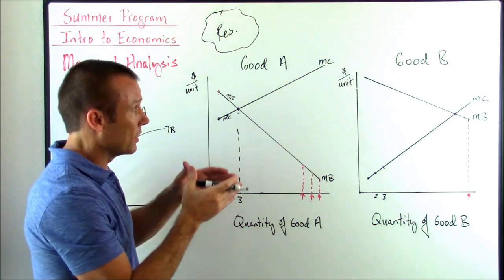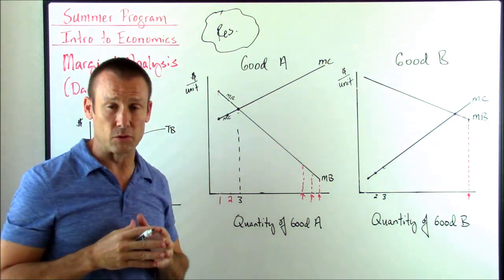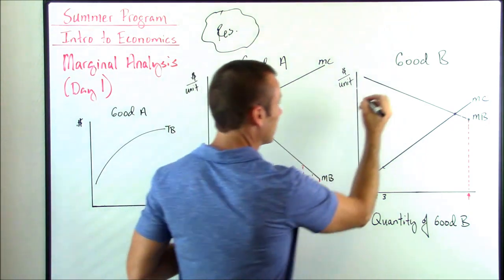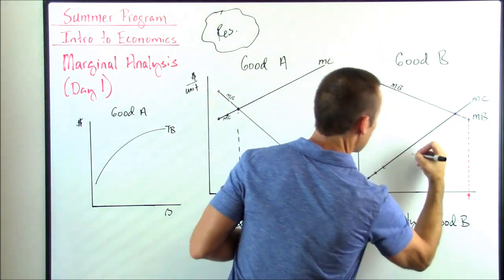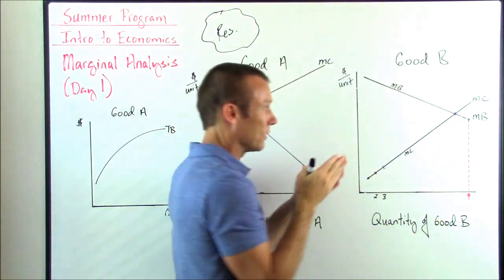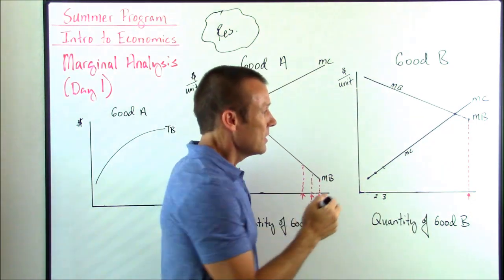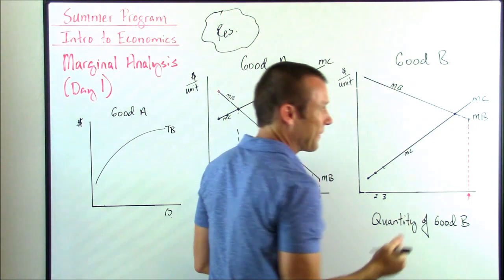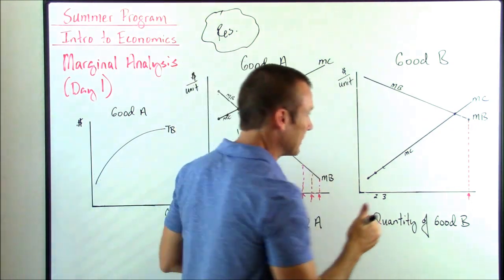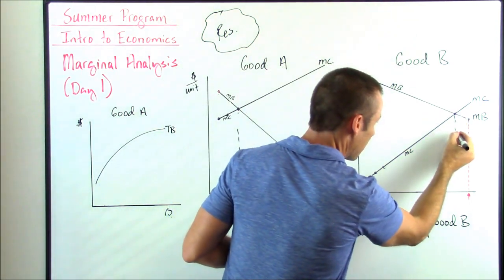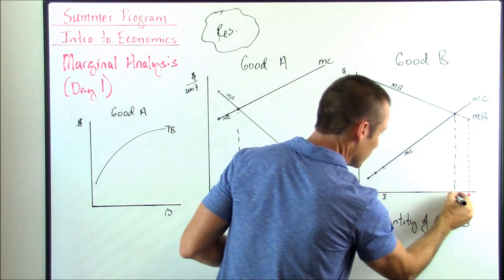Now, how much of good B should we produce? Well, we should do that as long as MB exceeds MC. Well, MB is exceeding MC for all of these goods, all the way to this point. At that point, MB equals MC. That's our optimum. That's how much we should produce.